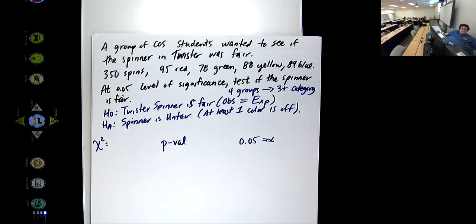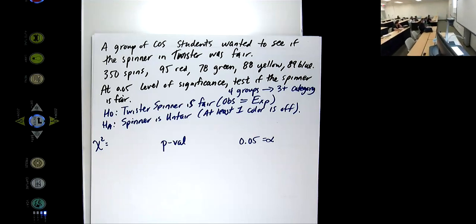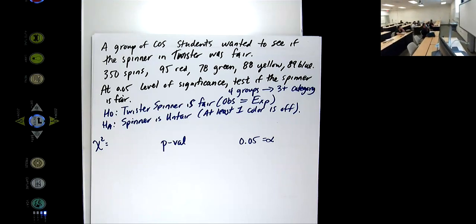I'm gonna start typing up this data in StatCrunch. I got red, I got green, I got yellow, and I got blue. And I will call this column twister. And I will call this twister observed. Red got 95. Green got 78. Yellow got 88. And blue got 89.